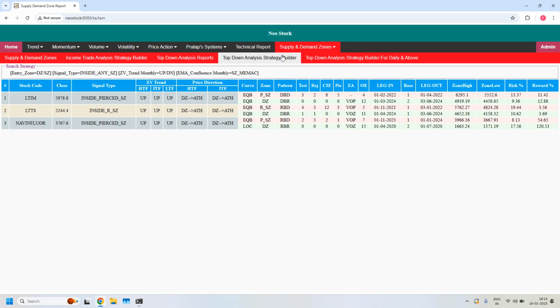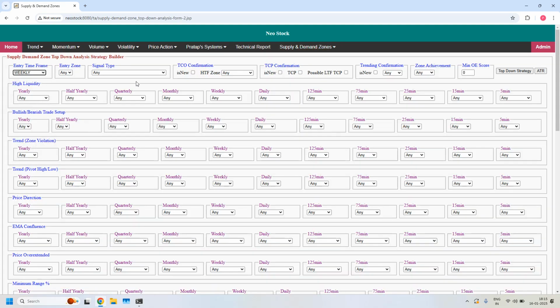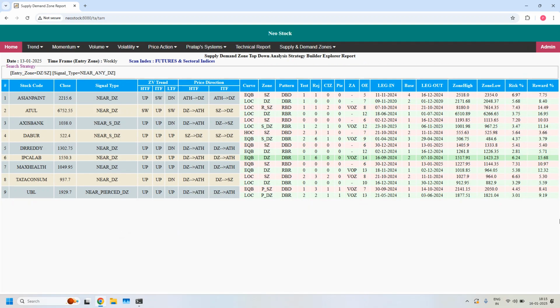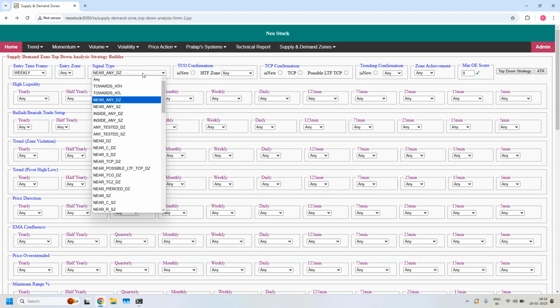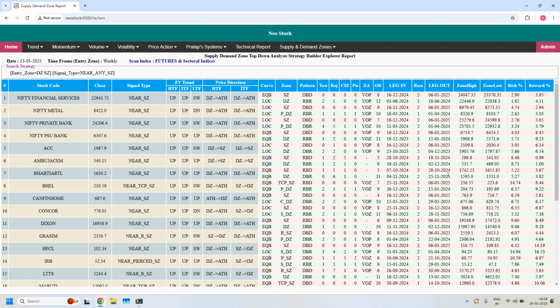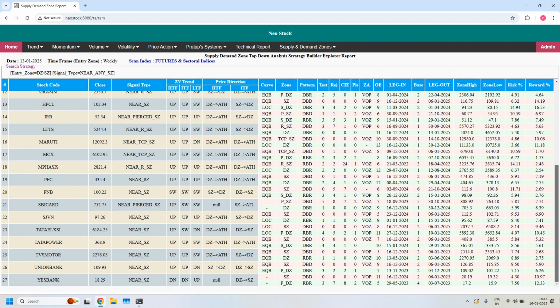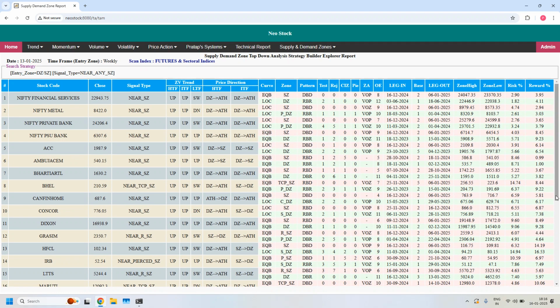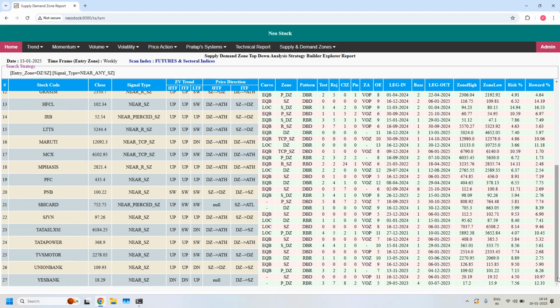Next time frame is weekly. Stocks near weekly demand zone. We got 9 stocks. Next, weekly time frame. Stocks near weekly supply zone. We got 27 stocks. So you are seeing the first 15 stocks in the list. I am scrolling the list down. So total we got 27 stocks where price closed inside the monthly supply zone.